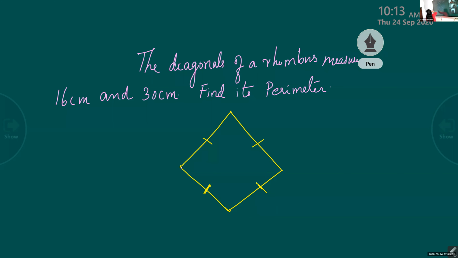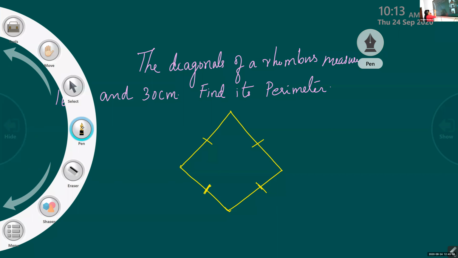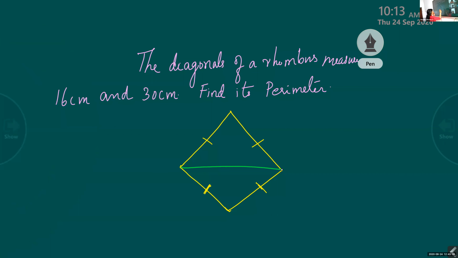So in the rhombus, these two are the diagonals. This is one diagonal. This is the other diagonal. Did you understand what a diagonal is now? The line joining one vertex to its opposite vertex is known as a diagonal. Here also you see this vertex to this vertex. Now, in a rhombus, there is one more peculiarity, that is the diagonals bisect at 90 degrees.